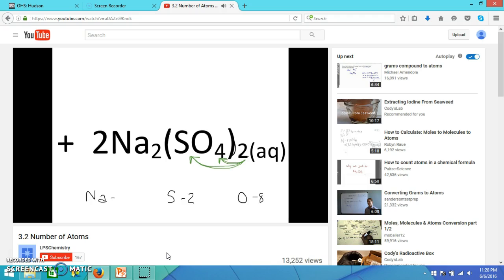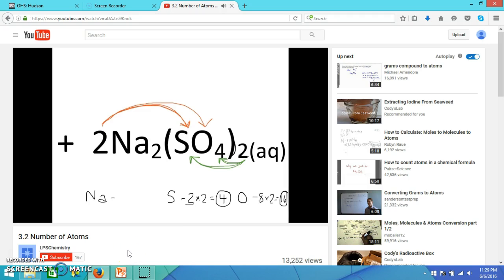However, we also have to remember that there's a coefficient of 2 in front of this entire compound, which applies to every element that we see, including the ones in the parentheses. So we're going to take this 2, the coefficient, and multiply it by our new subscript of 2 for sulfur to get a total of 4 sulfur atoms. And we want to take this coefficient of 2 and multiply it by our subscript of 8 to get 16 total oxygen atoms.